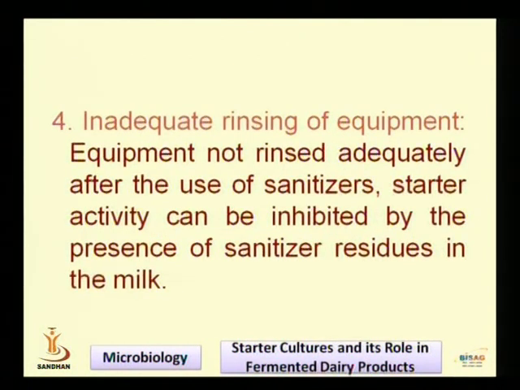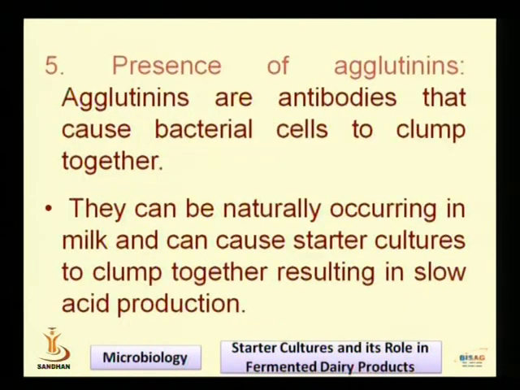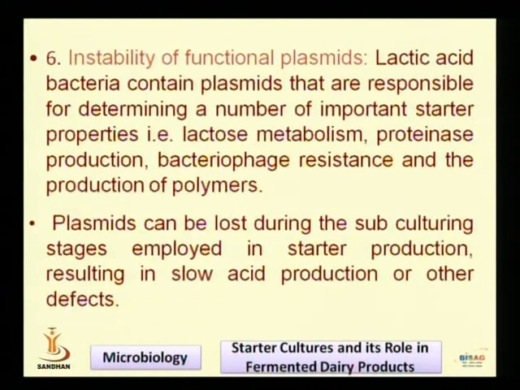Inadequate rinsing of equipment. If equipment is not rinsed adequately after the use of sanitizer, starters can be affected. Starter activity can be inhibited by the presence of sanitizer residues in the milk. Presence of agglutinins. Agglutinins are antibodies that cause bacterial cells to clump together. They can be naturally occurring in milk and can cause starter cultures to clump together, which results in slow acid production. That is again a problem.